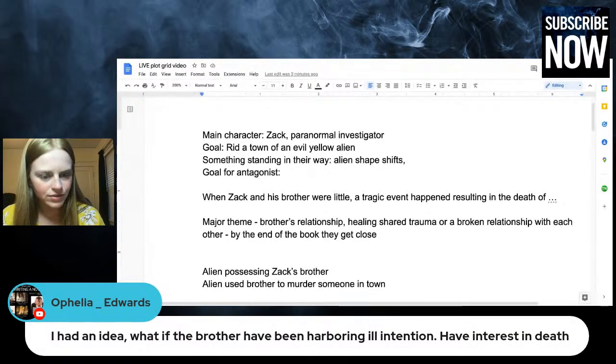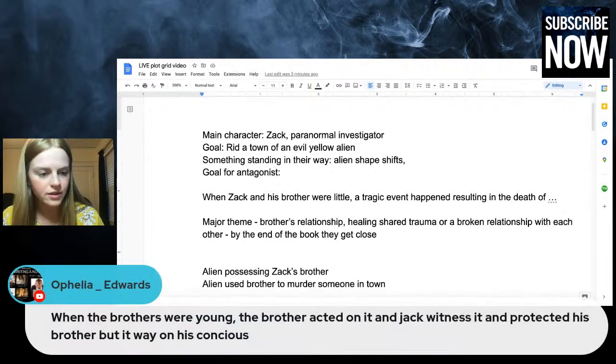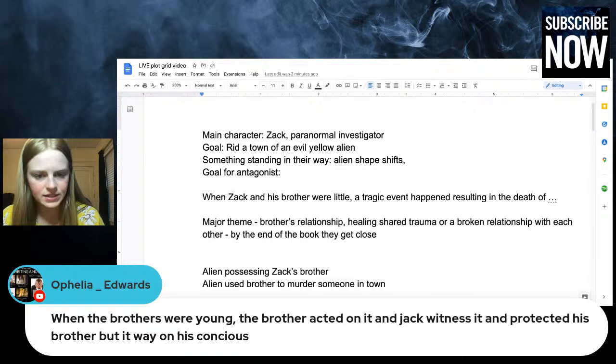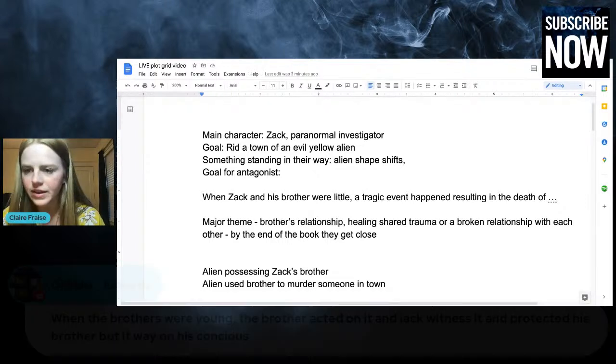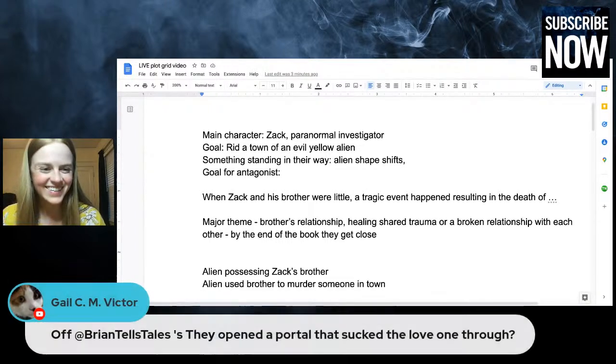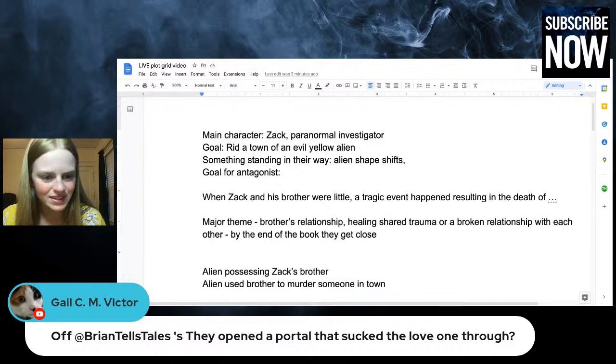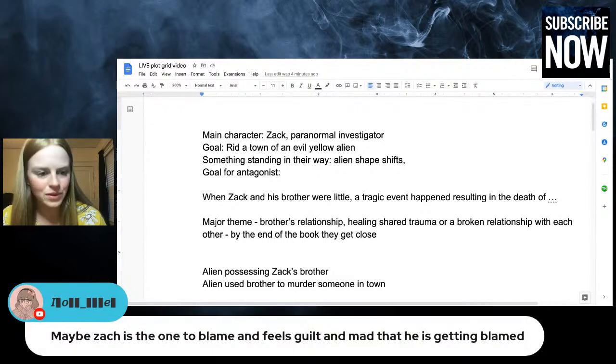Ophelia Edwards said, what if the brother has been harboring ill intention and have interest in death? And when the brothers were young, the brother acted on it. Oh no, I think I have to do all these comments in order. Gail said, off Brian Tells Tales, they opened a portal that sucked the loved one through. Oh, also true. Kind of like the Ouija board thing, where they use a Ouija board and then accidentally open something. Maybe Zach is the one to blame and feels guilt and mad that he's getting blamed. Oh, in the boat accident.